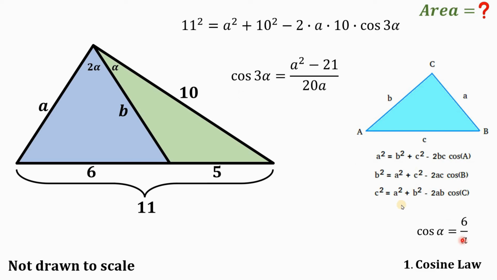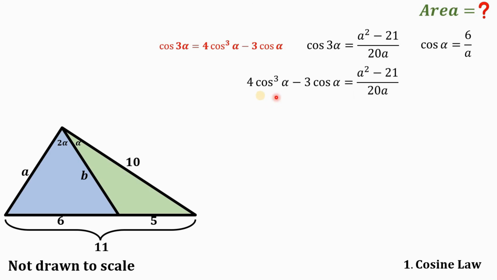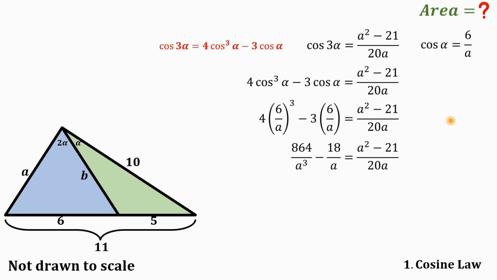Now, using these 2 results, we can find the value of A. And how to do that? Take note that cosine of 3 alpha is equivalent to 4 times cosine cubed alpha minus 3 times cosine of alpha. So this equation becomes this, and we know cosine of alpha is 6 over A. So we can substitute cosine of alpha with 6 over A like this. Now simplify this equation. This is just algebra, and you arrive at A raised to the 4th power plus 339A squared minus 17,280 equals 0.